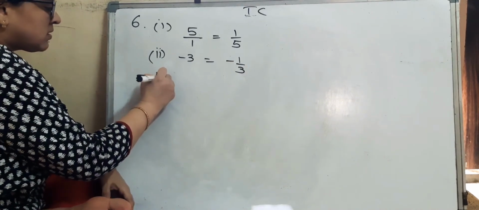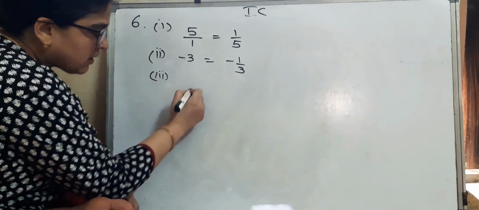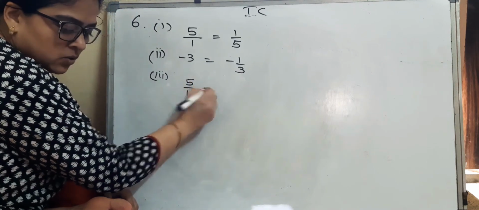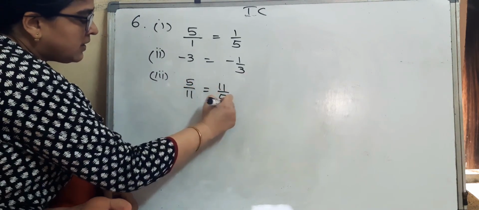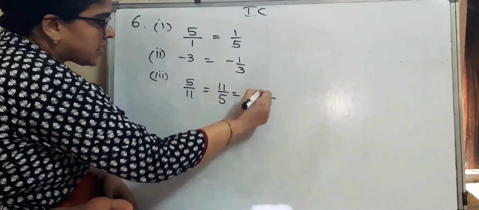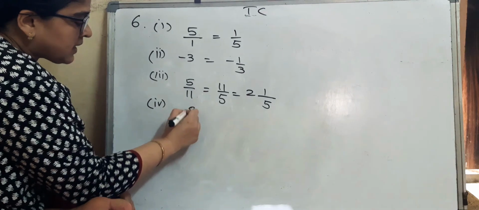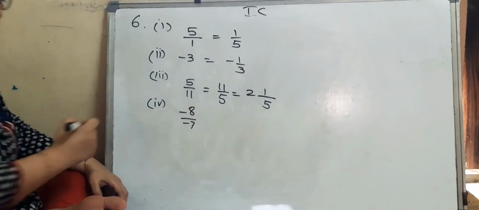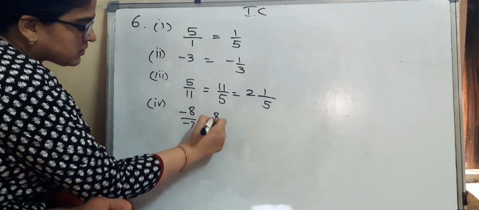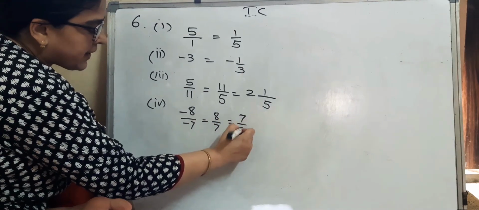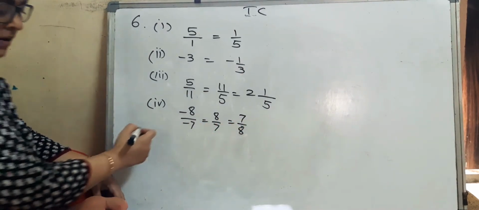Next, third one, 5 upon 11. So it is 11 upon 5, and converted to a mixed fraction, 5 twos are 10, remainder 1. Fourth, minus 8 upon minus 7, right? So here the answer is 8 upon 7. Its reverse is 7 upon 8.